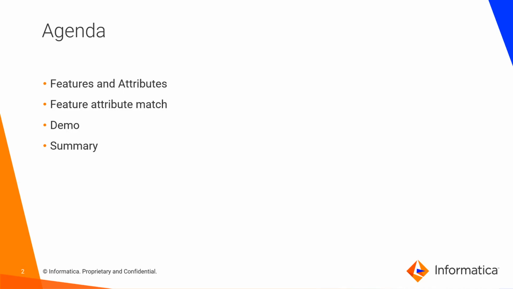So the agenda for today's presentation is that we will first understand the relationship between structure features and the item or product attributes, which will be followed by what is a feature attribute match job and why is it needed. And this will be followed by a quick demonstration where we'll see what exactly happens.